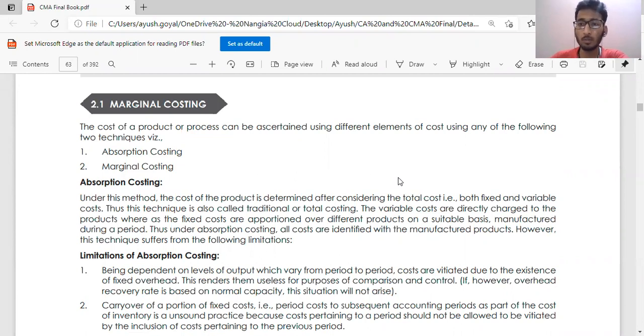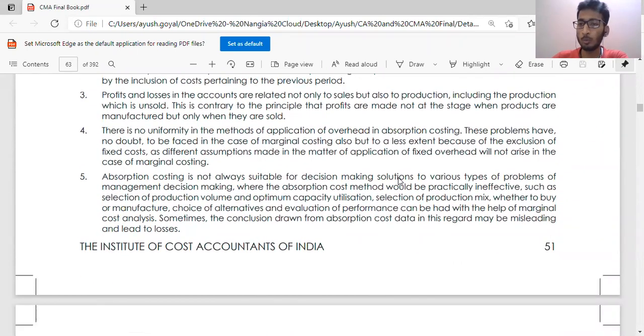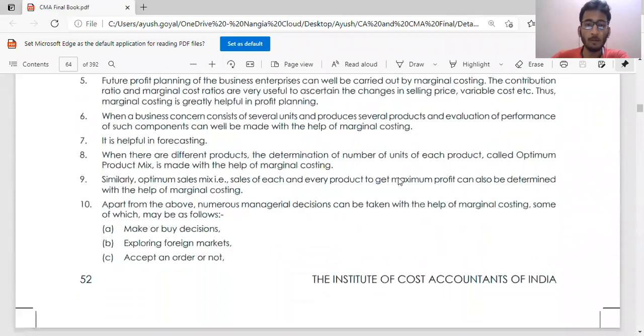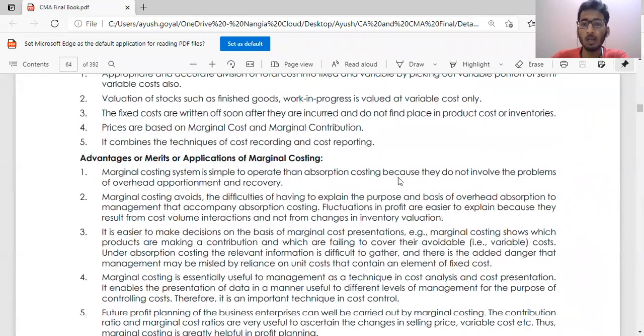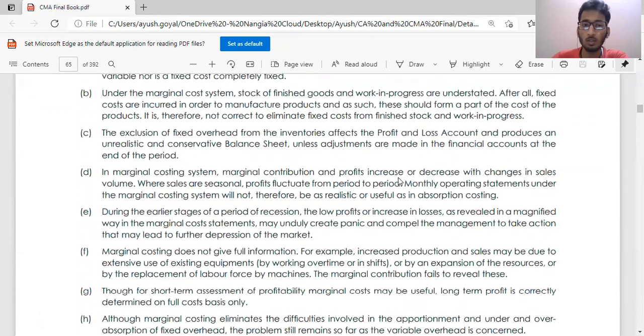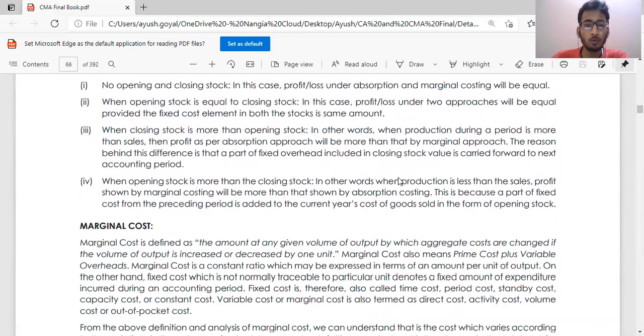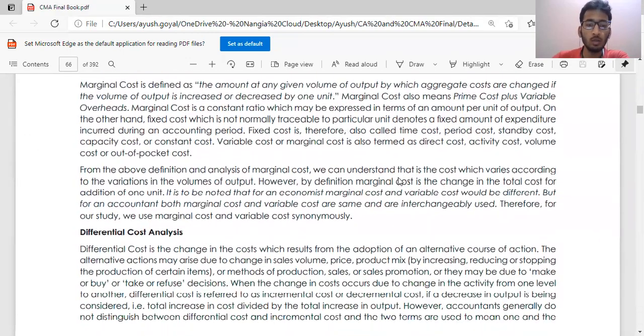We have done the difference between both of the costings. I hope you know absorption costing is somewhere a traditional thing where we used to take all the cost. But in marginal costing, we used to take only variable cost. This thing we have already done in our last lecture. The advantages and disadvantages we have already done. So I don't think there's anything new in this.